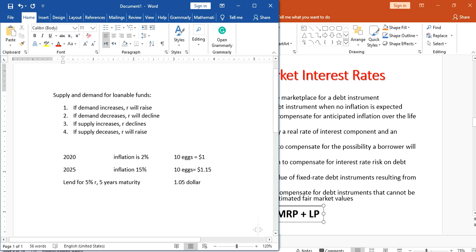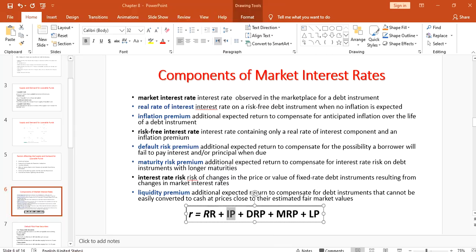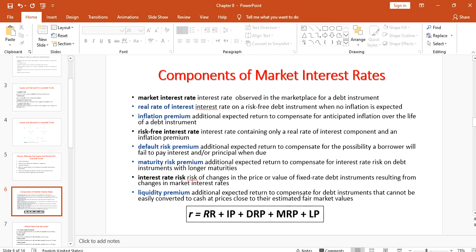So instead of earning money, I'm losing money over here. Okay? Another thing is that this inflation premium will be considered by the lenders in the market, while they are setting the market interest rate. Default risk premium depends on who is the borrower.